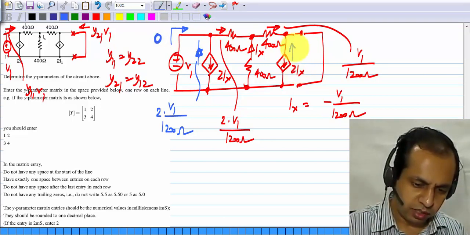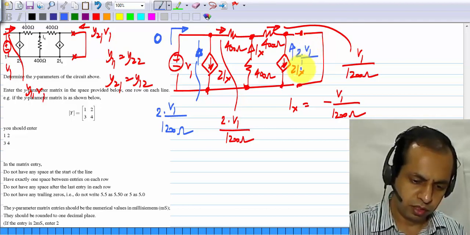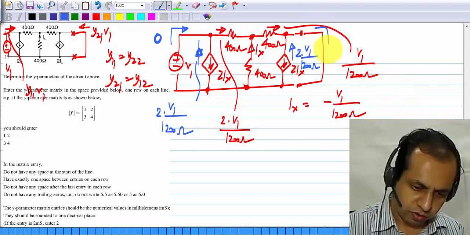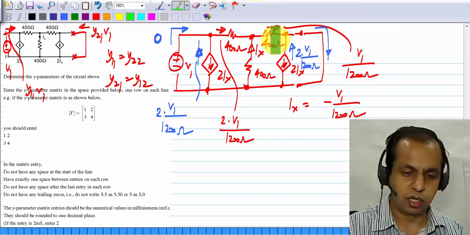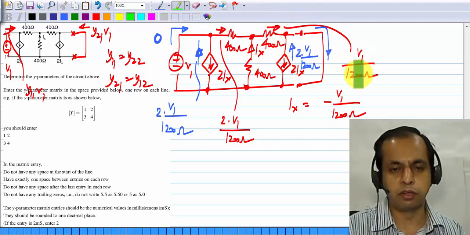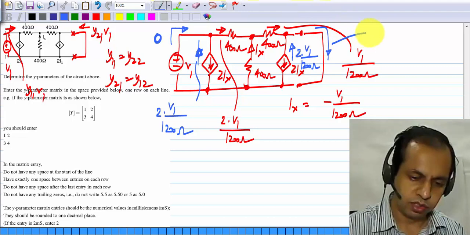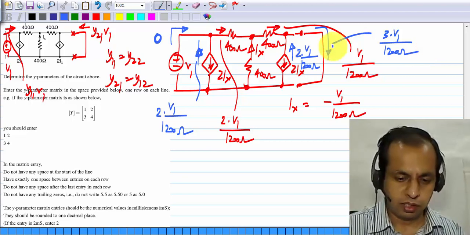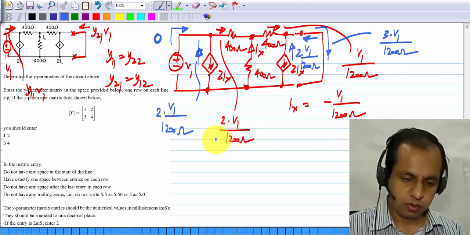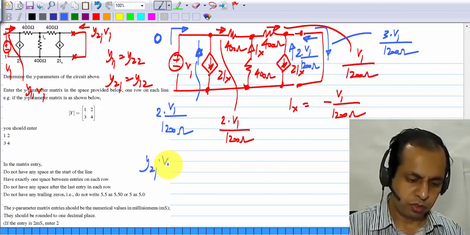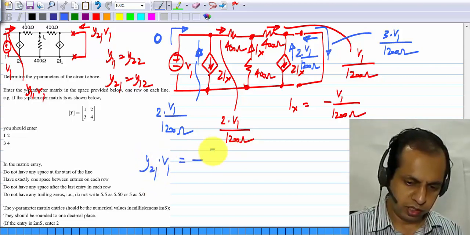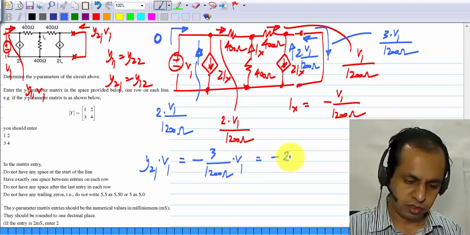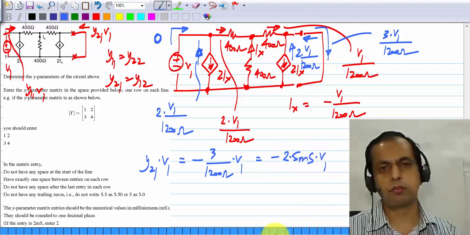And this 2Ix again is 2 times V1 by 1200 ohms in that direction. So the current flowing here will be the sum of this one and that one. The current flowing there is V1 by 1200 ohms. This is 2 times V1 by 1200 ohms. So this is 3 times V1 by 1200 ohms. And this is the negative of I2. So Y21 V1 will be minus 3 by 1200 ohms times V1, or minus 2.5 millisiemens times V1.